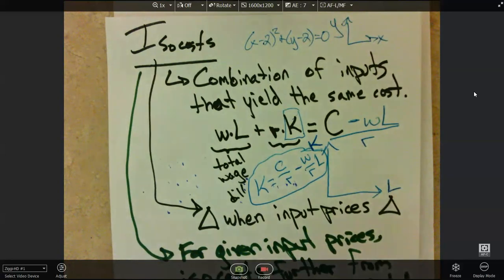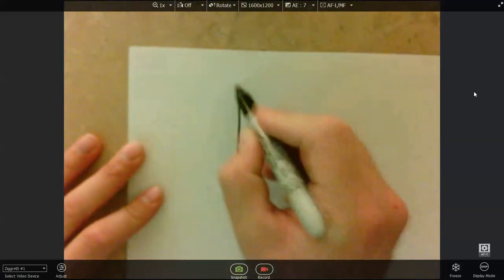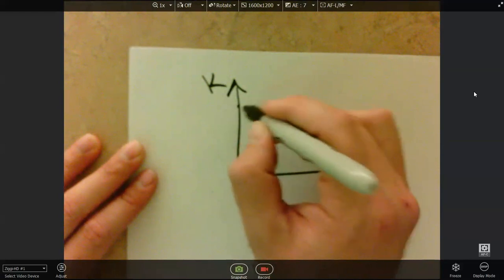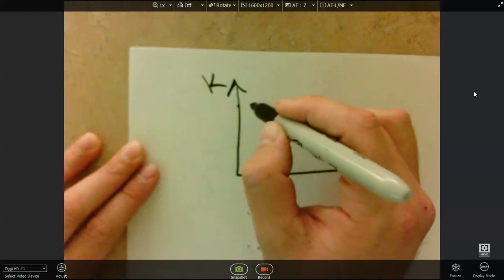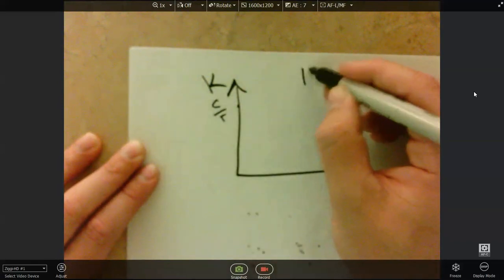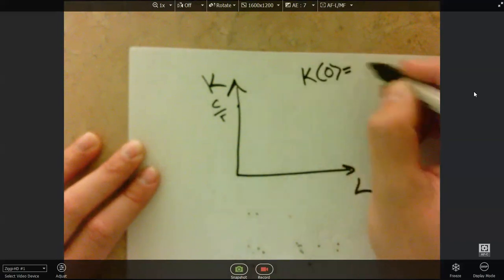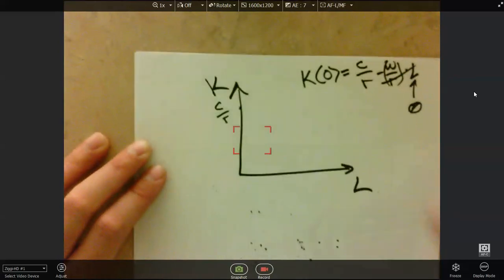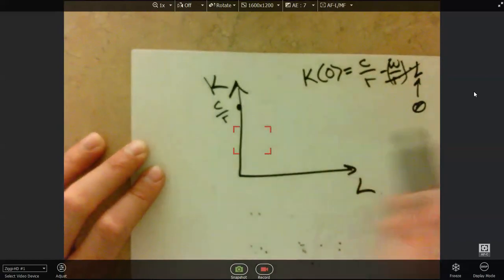So now that we have it in terms of K, we can go ahead and graph it. Capital input, labor input. What is the y-axis going to be? C over R. How did you figure that out? L equals 0, right? So he did K of 0, right? So then he evaluated minus W over R times, and then instead of L here, he put 0. And so then that zeroed out this whole term, right? And then it's just K equals C over R. So the K-intercept is C over R.